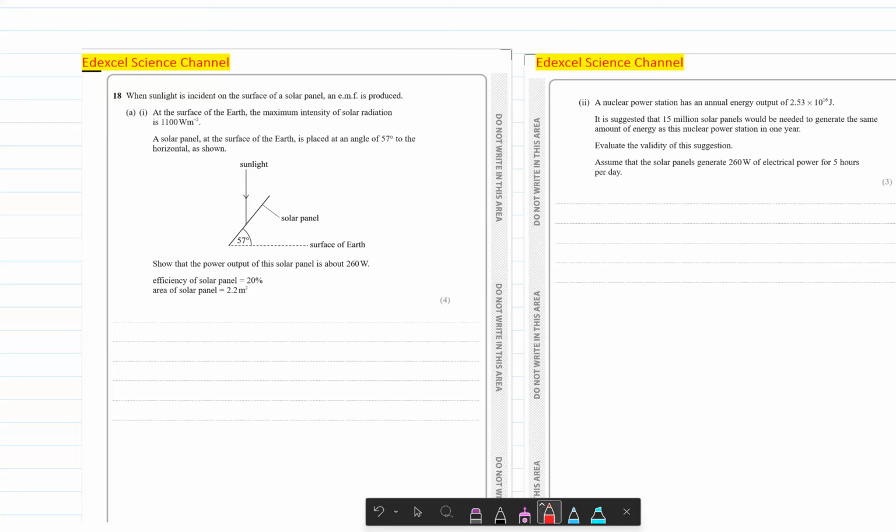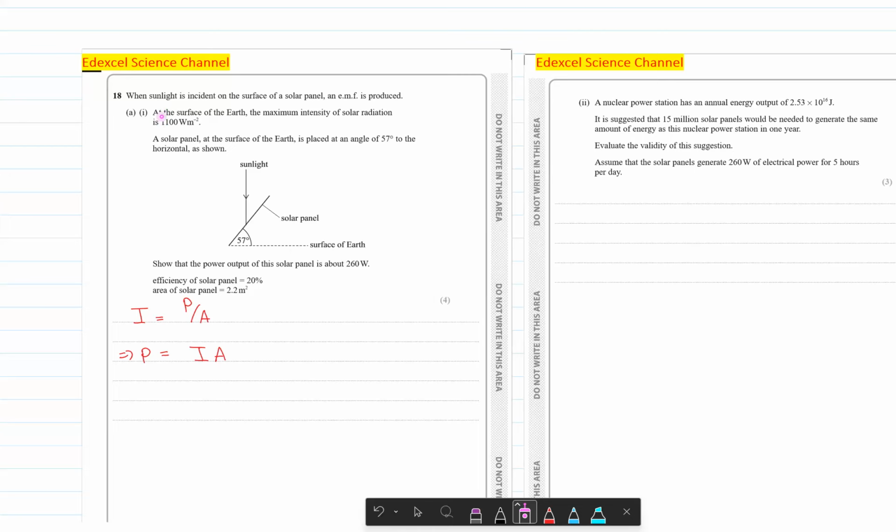Now, guys, we know that the formula for intensity is power per unit area, and it is given in our formula booklet, so you do not have to memorize it. So from here, I can easily find out my power output, which is intensity times area.